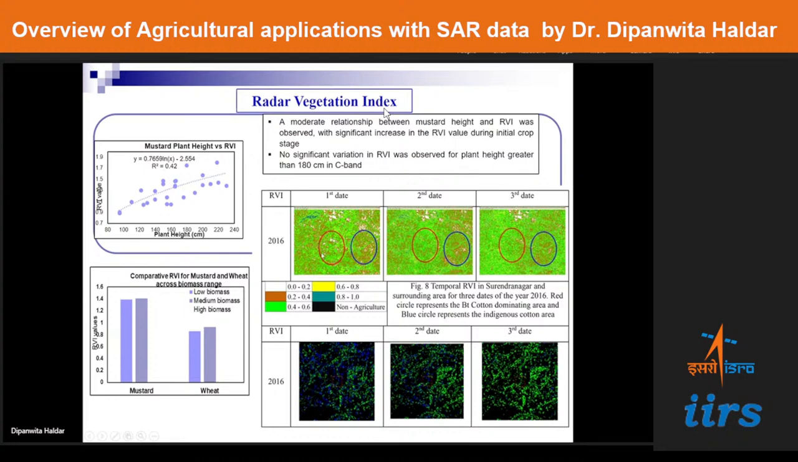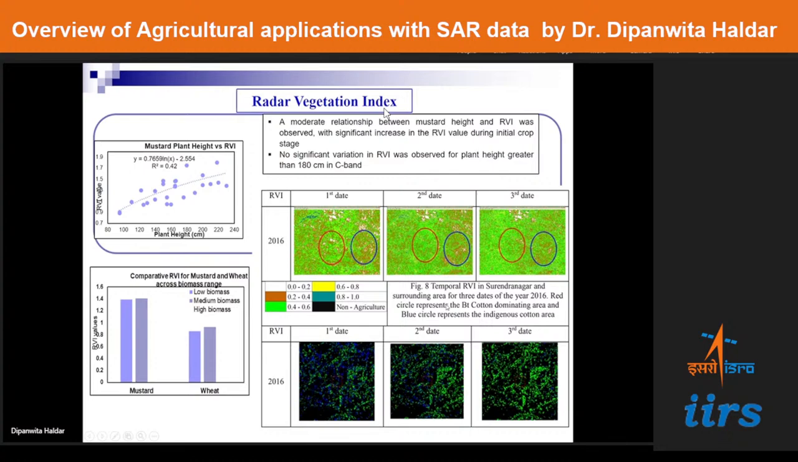On the left-hand side, the red box, you can see the red oval shape. What is being shown here is that a few fields are brown, and on the next date they are turning green. The crop is growing, so the radar vegetation index is actually increasing. Similarly for this blue oval also.